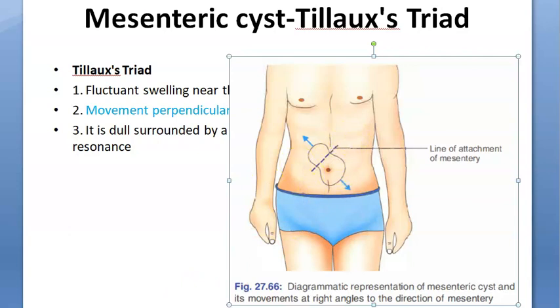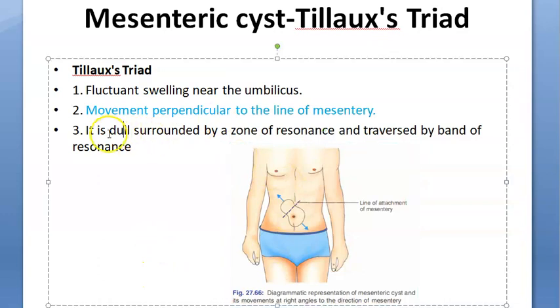Here they are showing you, first of all, that this is the line of the attachment of the mesentery. And how will this mesenteric cyst move? Perpendicular to the line of mesentery. But it can go that way or this way, but definitely it is perpendicular to the line of mesentery. It is dull, and it is surrounded by a zone of resonance, okay, because abdomen, and traversed by a band of resonance.